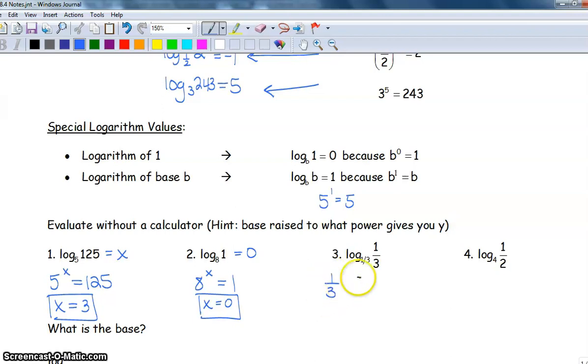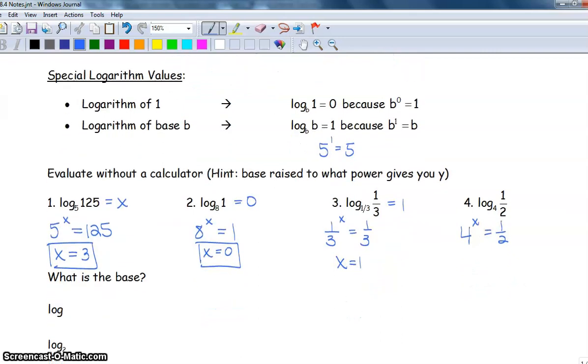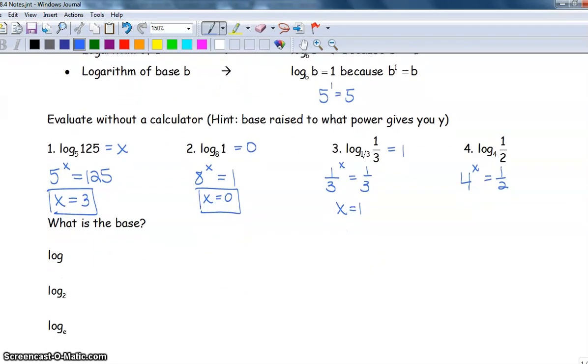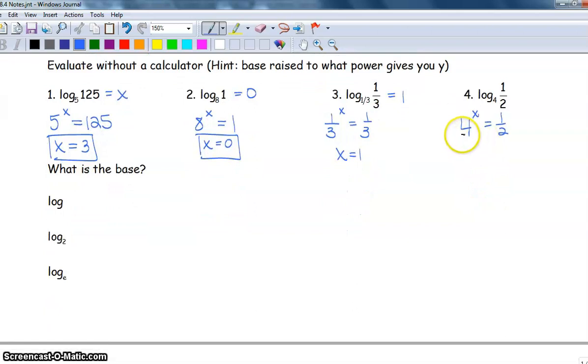Here, 1/3 raised to what power gives us 1/3? Well, we know if it's the same piece, then that must be a 1. Our x is equal to 1. So the log base 1/3 of 1/3 is 1. 4 to what power gives us 1/2? And this one is a bit trickier. First thing I'm going to look at is the relationship. I know that I have a relationship between 4 and 2, and 4 and 1/2. I know that this is half of it. I also know that if I take that and flip it to the bottom, I'm going to have negative exponents. And that exponent is going to be a negative 1/2.